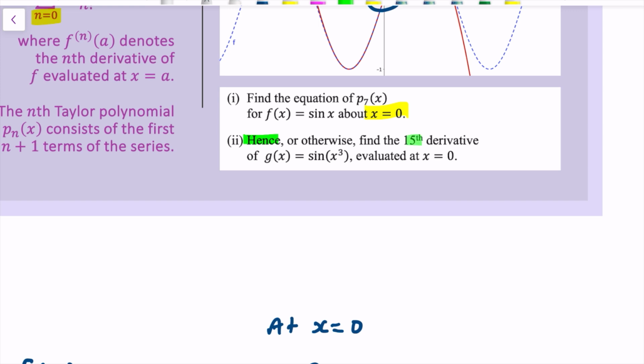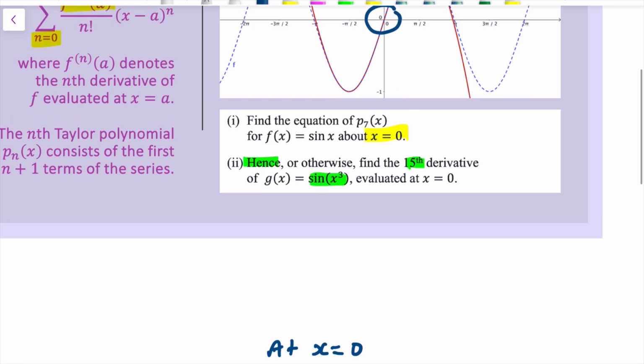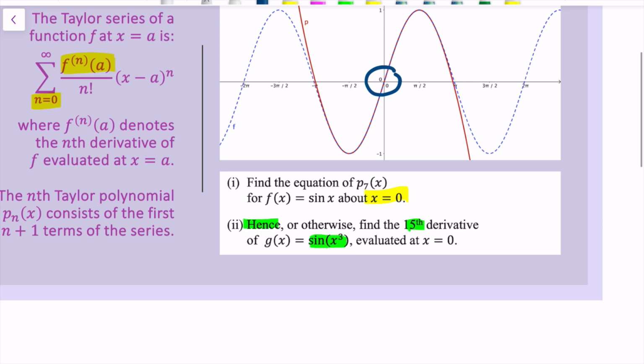The 15th derivative is an interesting one because we've actually only got a polynomial of degree 7. So we kind of need to find the link here. And the link is the fact that this is sine of x cubed, not sine of x. Look, we could go back via the Taylor series and find a Taylor polynomial for sine of x cubed, but that would require differentiating sine of x cubed. And we're trying to get around doing that.